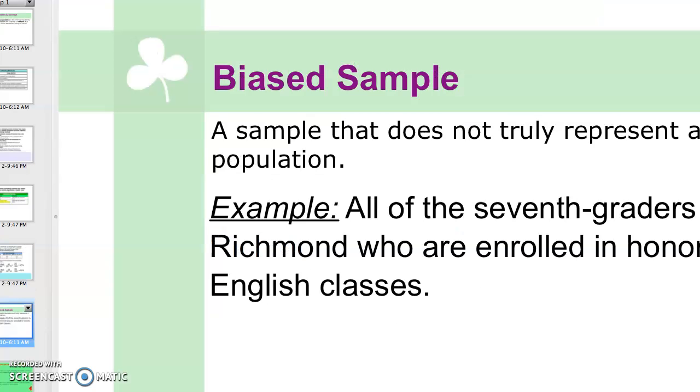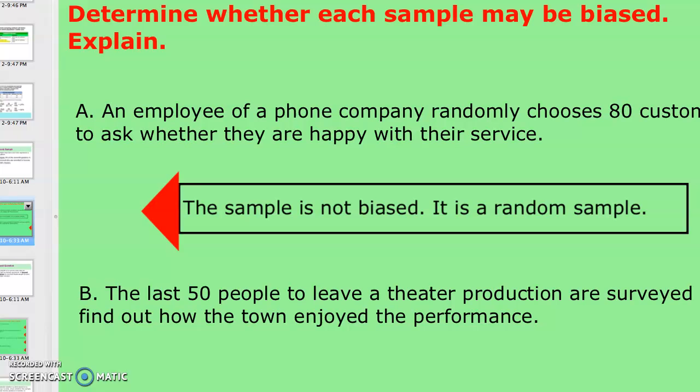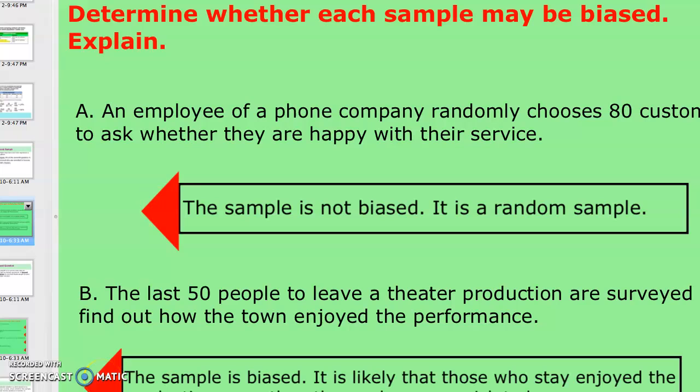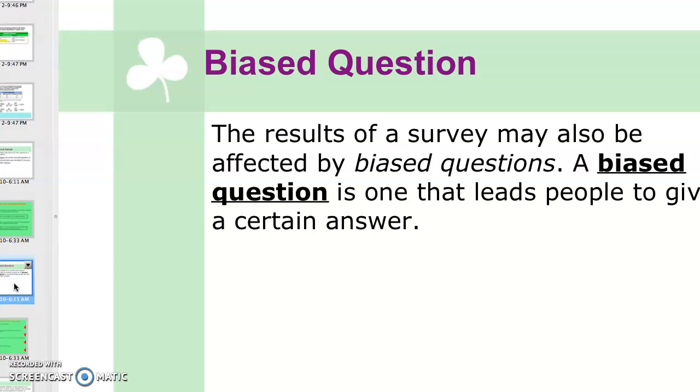Now, samples and questions. In Richmond, Virginia, you're going to determine if the sample is biased. A company chooses 80 customers to ask if they're happy with their service. That's not biased, because it's a random sample. That's what we want. Asking people to leave a theater production is biased, because you're asking them how they liked a performance as soon as it ends. Typically, people who were friends are watching, and a sample of every 10th person leads people to a certain answer.